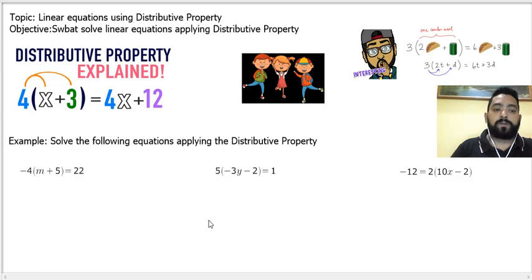Hi everyone, today I will explain linear equations using the distributive property. To explain this exercise, I'm going to use this image and this problem.